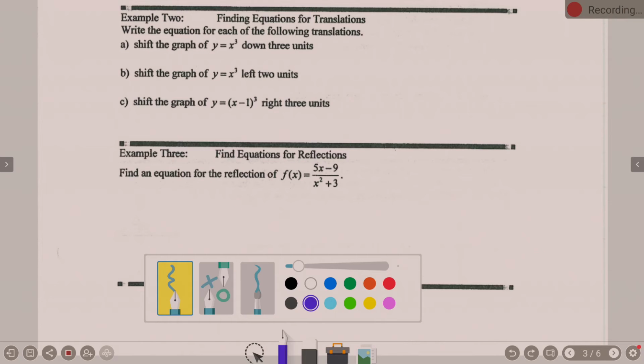So, here we are writing the equation. Writing the equation of the following translations. So, A, taking the graph y equals x cubed. So, y equals x cubed is our parent graph. And how do we write that if we have a shift down 3?